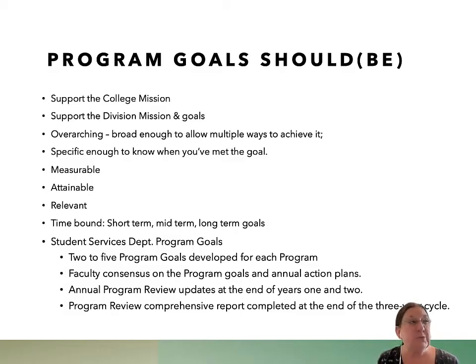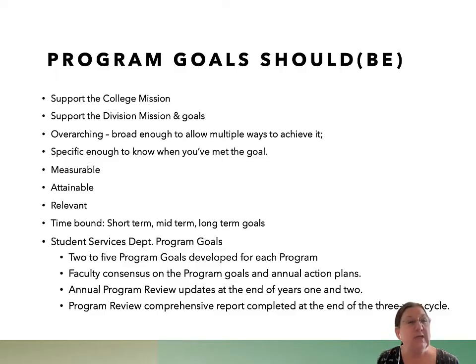They should be measurable. If you have specific steps outlined, how will you measure those? How will you know when you've achieved that goal? They should be attainable. What that means is you don't want to write a goal that says, for example, I want to be a master chef. That may not be attainable for me over the 2-year, 3-year cycle that we're in.